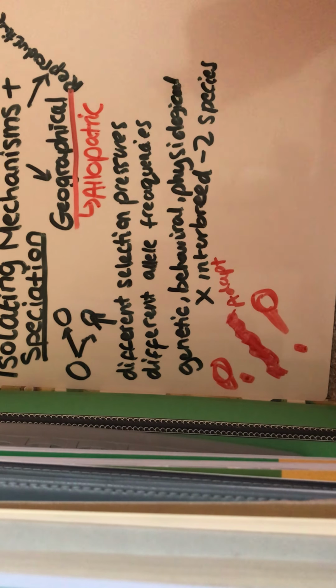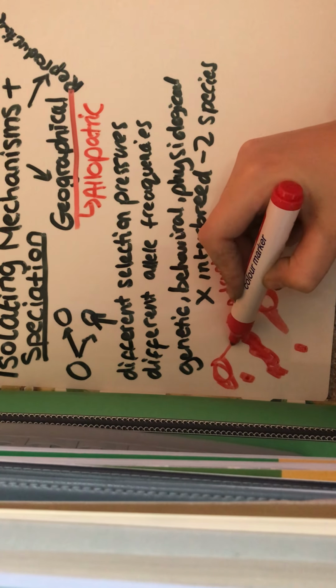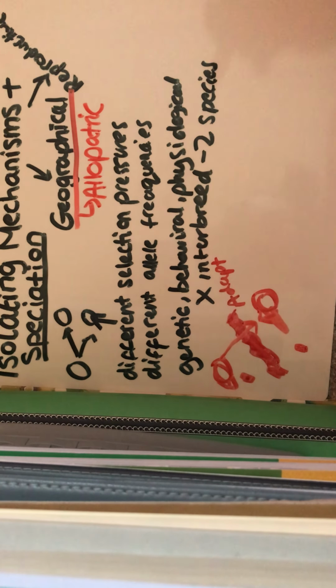So if these two birds were to be reunited, they would not be able to interbreed to produce fertile offspring. If we're going to have a look at reproductive isolation, this is when biological and behavioural changes within a species may lead to reproductive isolation of one population from another.